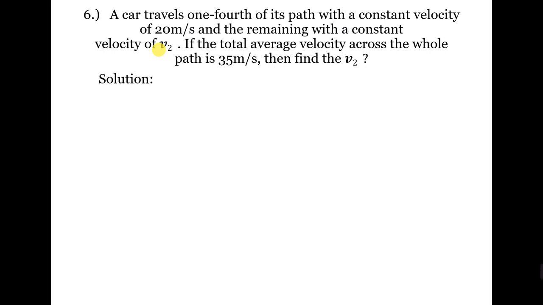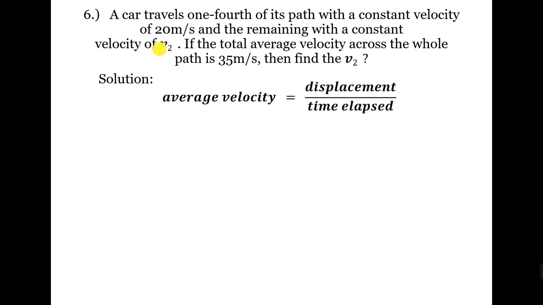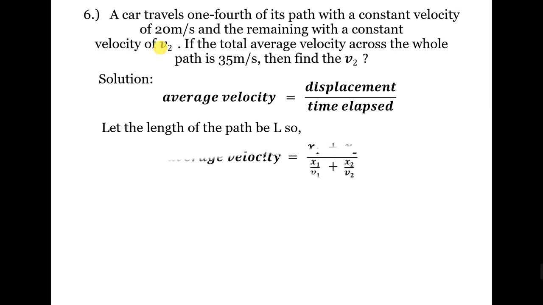Proceed to solution. We will use the formula for an average velocity. Now, for the displacement, let the length of the path be denoted as L. We denote the total displacement as x sub 1 and x sub 2, but for the time elapsed, we will create a new formula concerning time. So we use displacement over velocity. Then we will now substitute the values for the new formula. Substitute the value of the average velocity as stated in the problem.